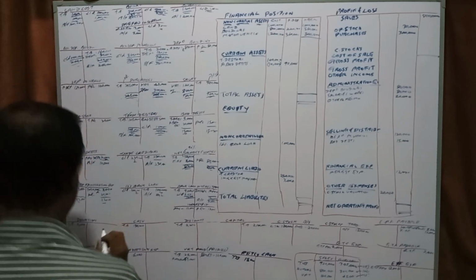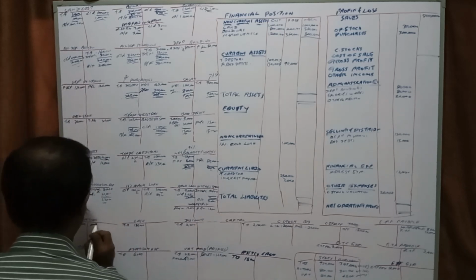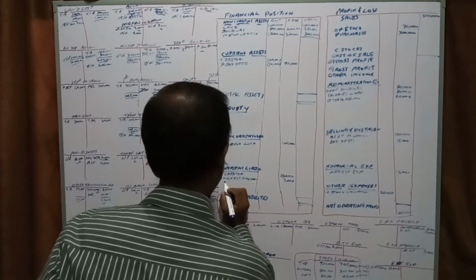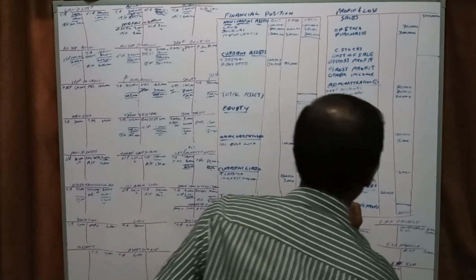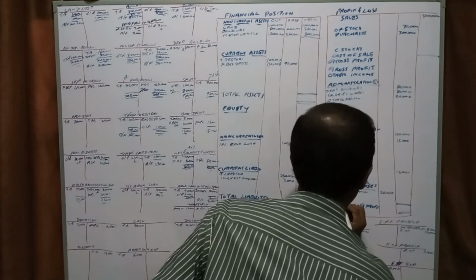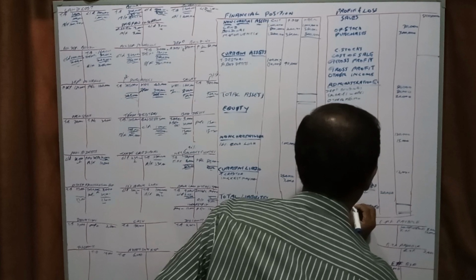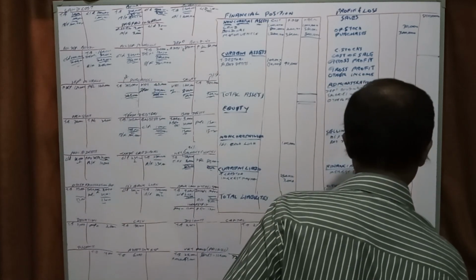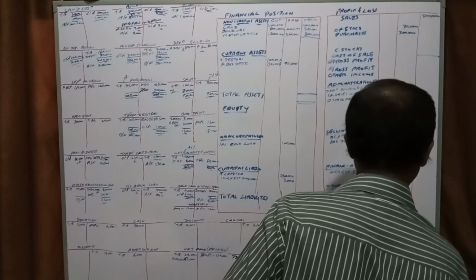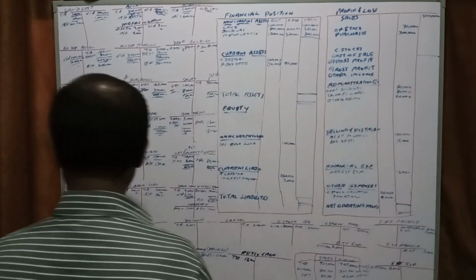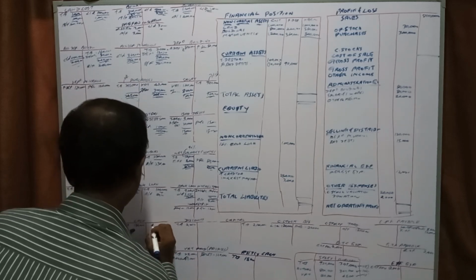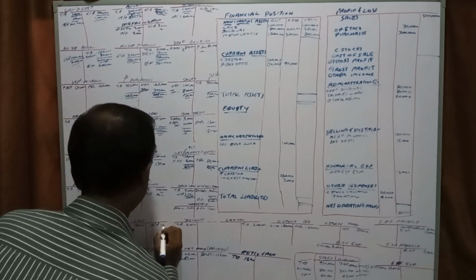And donation, P&L, 2,000 donation account. Donation we can say other expenses. Donation account is 2,000, right? And cash in hand, this will go to the balance sheet, 130,000.